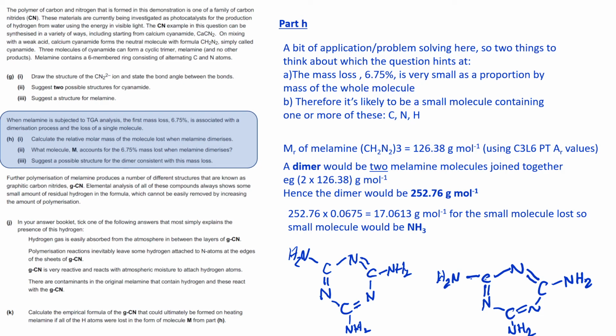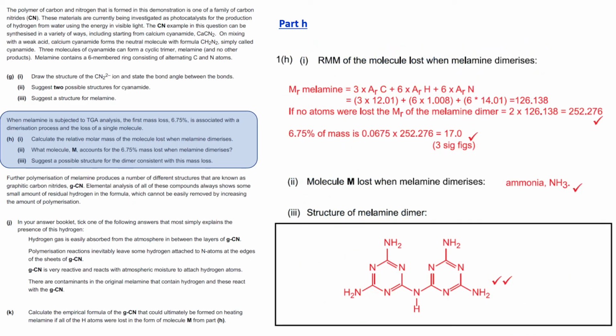Now, in the dimerization, it says that NH3 is lost when the dimer forms. So you've got 2 molecules of your melamine there, and it's from here that an NH3 will be lost. So if we visualize that, that allows us to put that in instead as our dimer, nitrogen still having 3 bonds, hydrogen having 1, and carbon having 4. And that's our answer that we're asked to come up with.